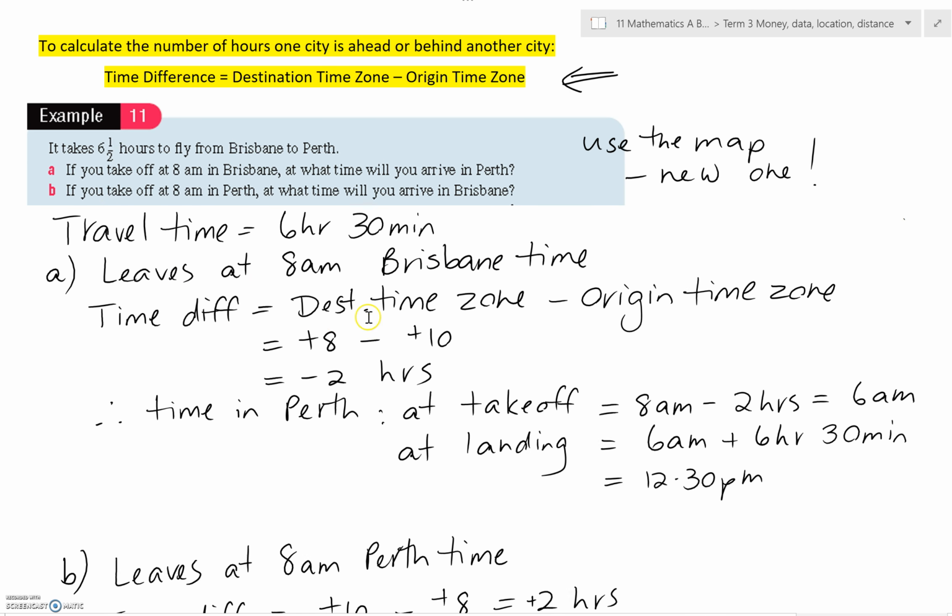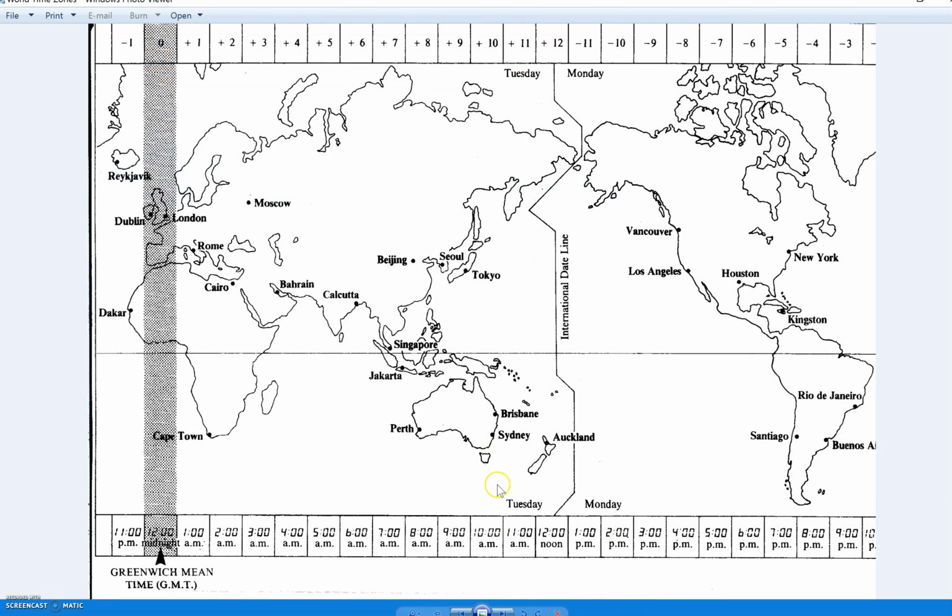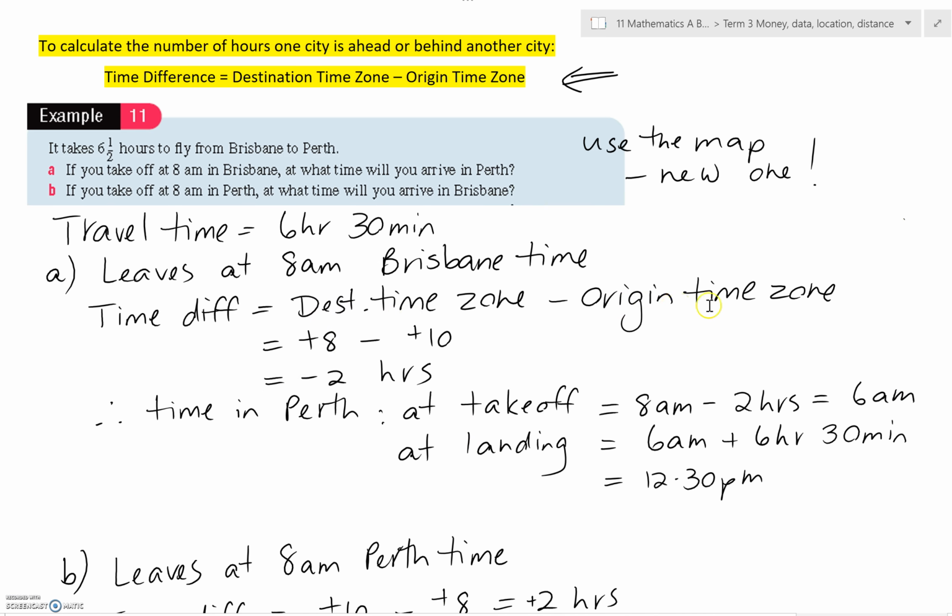The time difference equals the destination time zone minus the origin time zone. So our destination is Perth. Our origin is Brisbane. So let's whip back over to this map and look for Perth. So here is Perth in this section. Perth is at +8, and here is Brisbane, and Brisbane is at +10. That's exactly how you find it. You don't need to change it, just use exactly what it says there. So destination minus origin: Perth is +8 minus Brisbane, which is +10.